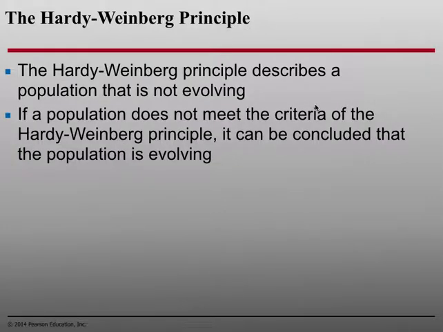The Hardy-Weinberg principle describes a population that's not evolving. If it does not meet that criteria, then it's concluded that the population is evolving. So this is how scientists determine if a population is evolving or not.